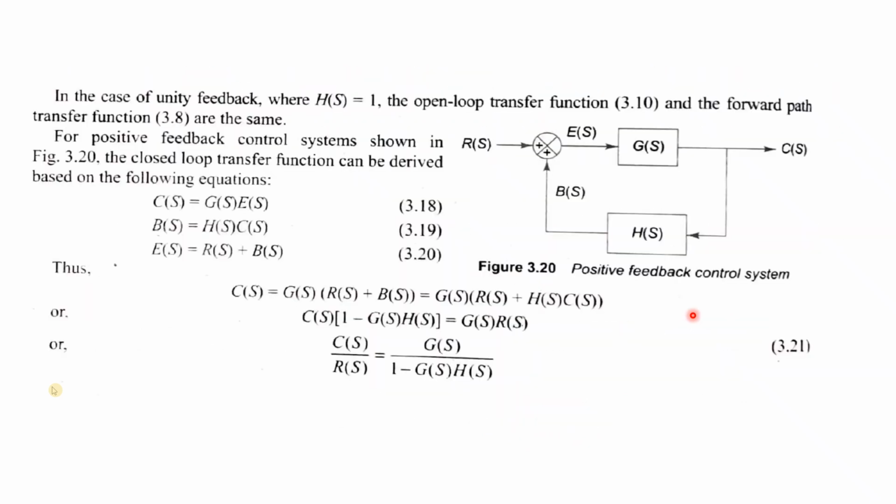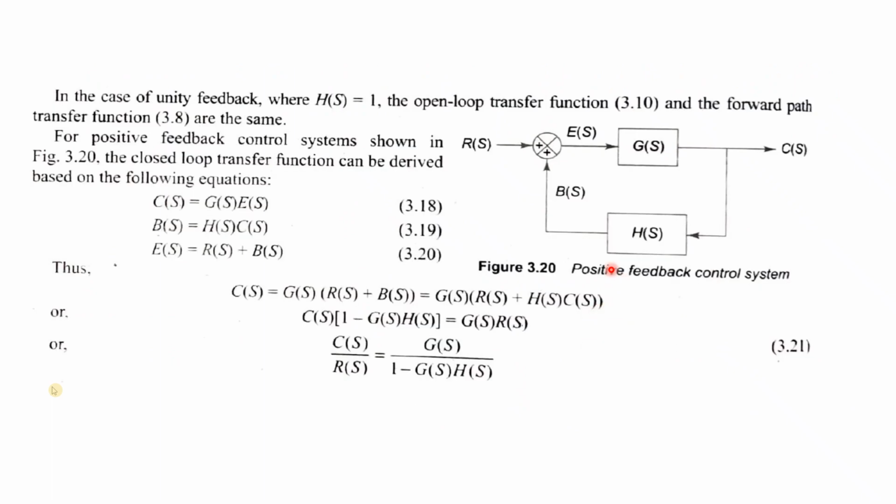It was derived. Now suppose there is a plus sign like this. Then what happens? The error E becomes RS plus BS. If you look at equation number 3.20, this is RS plus BS. So if you derive this equation, then the closed loop transfer function becomes GS by 1 minus GSHS. So there is no problem. Your question is, is there a difference? No, there is no difference.